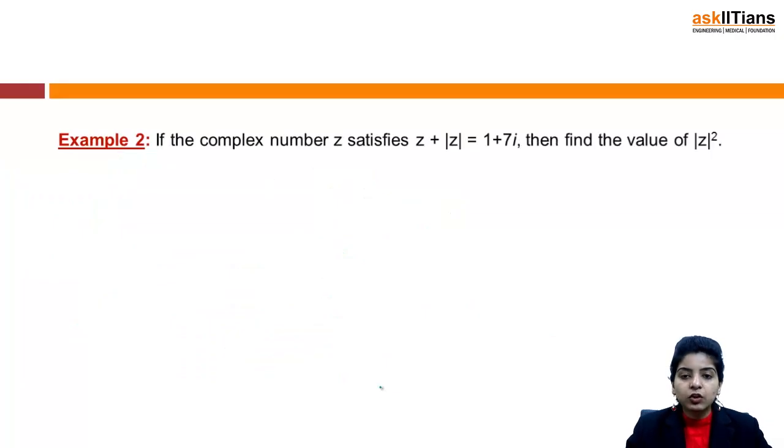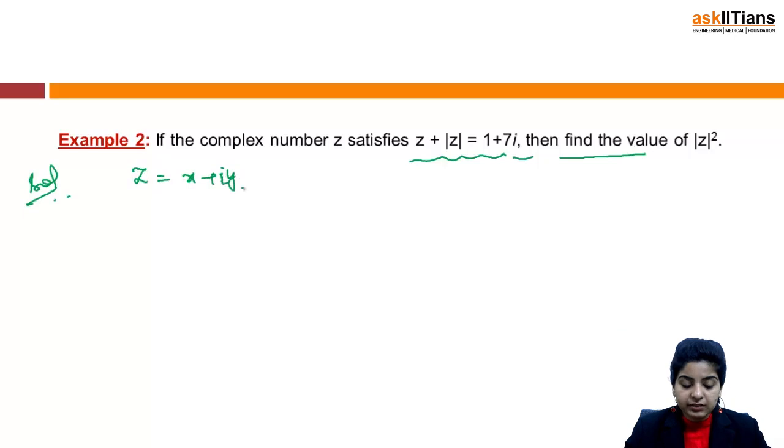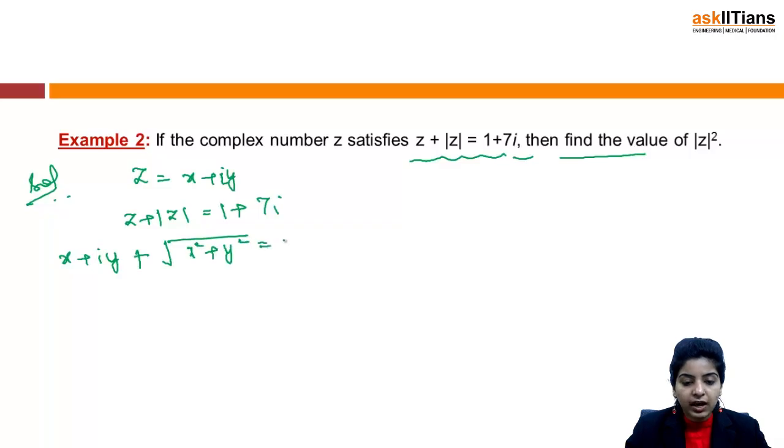Next question says, if the complex number z satisfies z plus mod z is 1 plus 7i, then find the value of mod z whole square. So how will we solve this question? Again, I assume my z to be some complex number x plus iy, and it is given that z plus mod z is 1 plus 7i. So that would mean x plus iy plus modulus of z, which is under root of x square plus y square, would become 1 plus 7i.